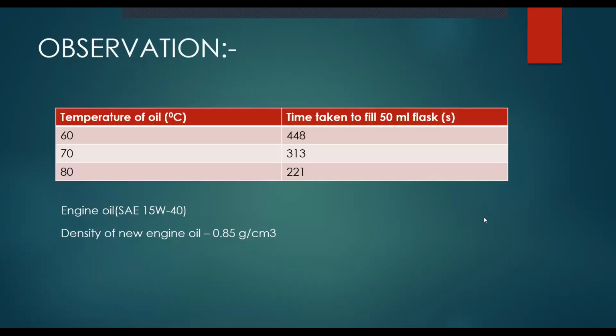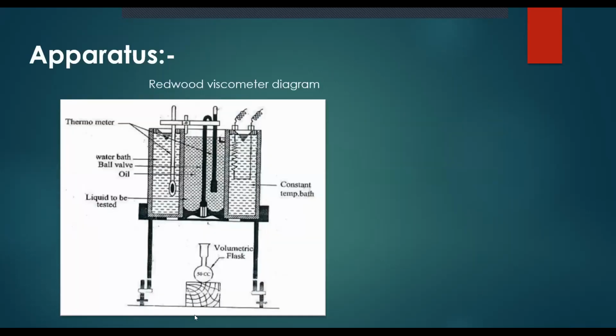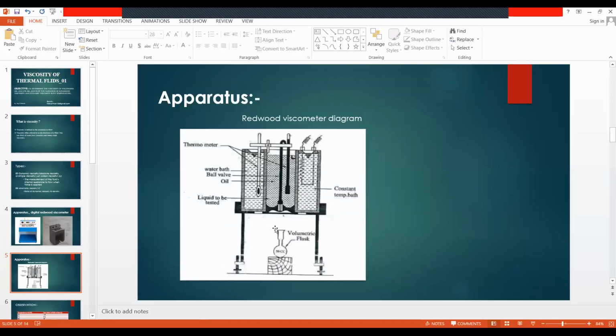So let's say this is the observation data. I'll give it to you later. First, we will see the video. What we are going to measure is the time taken to collect 50 milliliters from the downside. That time will be reduced when we increase the temperature, because the hole is the same. When we increase the temperature, the viscosity becomes lower. Therefore, to collect 50 milliliters, it takes less time.